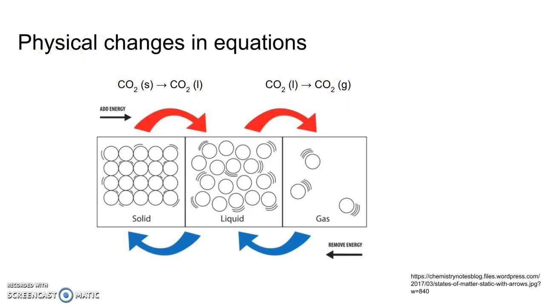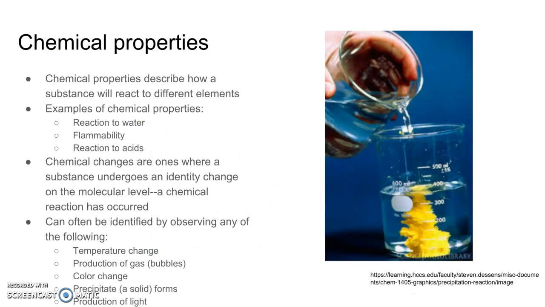Interesting. All right, so chemical changes and chemical properties. Chemical properties really just describe how substances will react to different elements or different conditions. There's a lot of examples out there. So your reaction to water, whether you're flammable or not, your reaction to acids, those are all great examples of chemical properties. And chemical changes are really ones where a substance will go through an identity change on the molecular level. Really what we're saying, a chemical reaction has actually occurred.